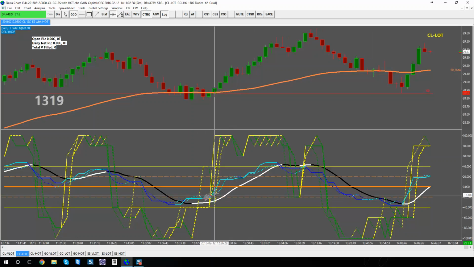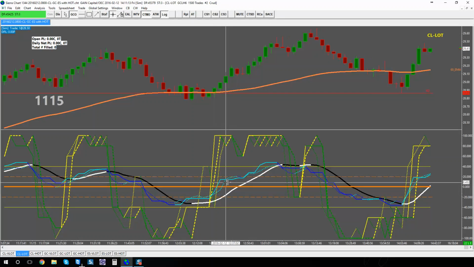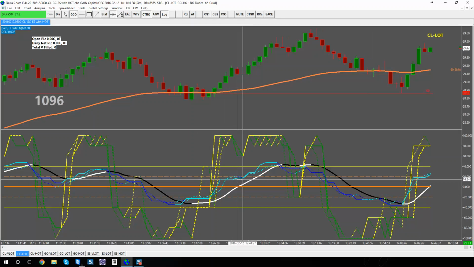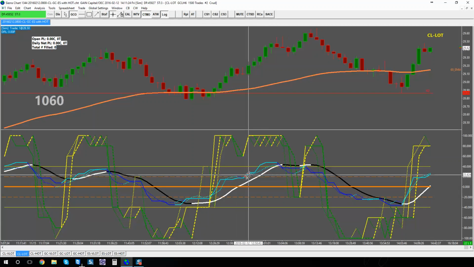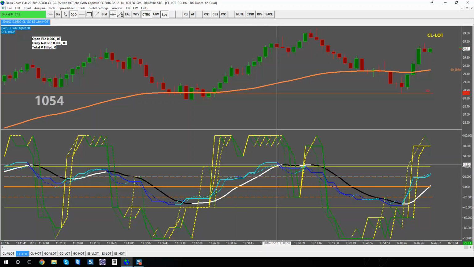Would we have taken this lift? Yes, we would, because the blue has some distance between the black and white. We would have taken that lift, and we would have stayed in it even though there's a color change on the dotted blue here, because the solid blue has no color change. Stay in it, stay in it, get out, right there. We would have taken profit.